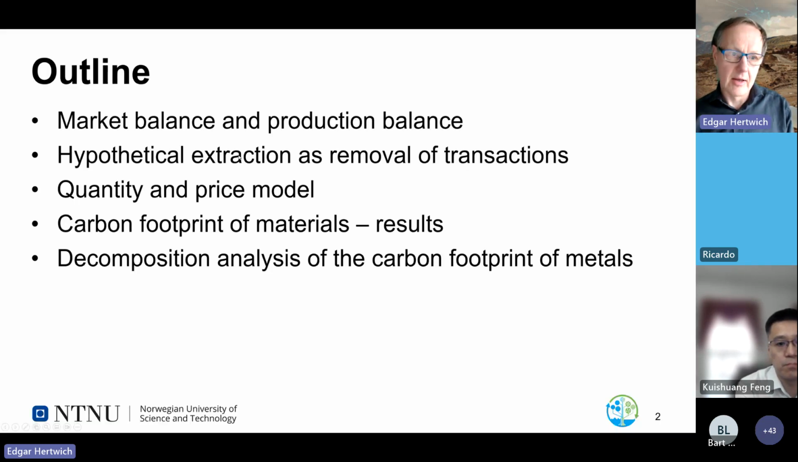In some sense, I divide the talk between the theory or the methods of the work and the results. In the end, I also present some results from a recent paper that was published just 2 weeks ago, looking at the decomposition analysis of the carbon footprints of metals, so not all of the materials, and I will show you some results there.